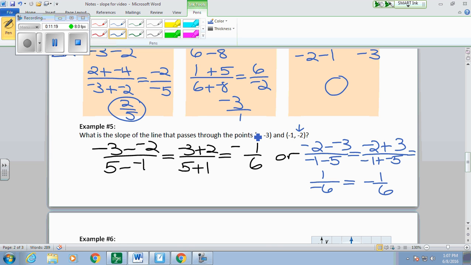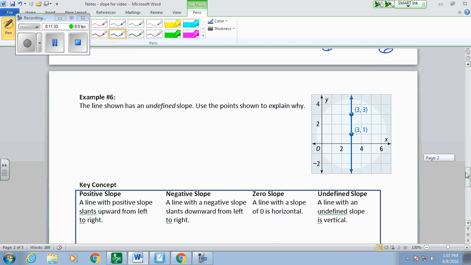Pretty cool here. The answers both come out to be negative 6. And that's the fun thing about math. You don't have to show both ways, I just wanted to show you in case you had done it the other way. On to the next page, number 6.